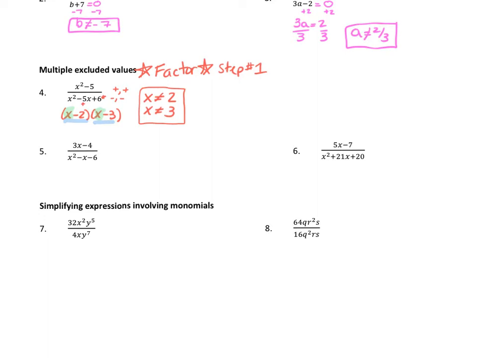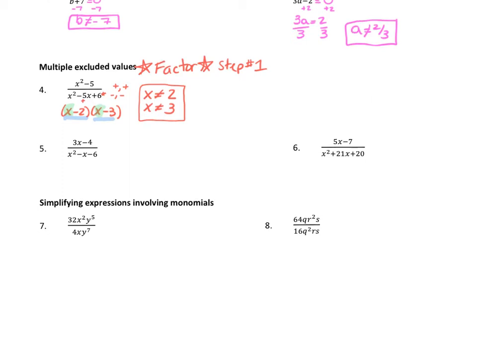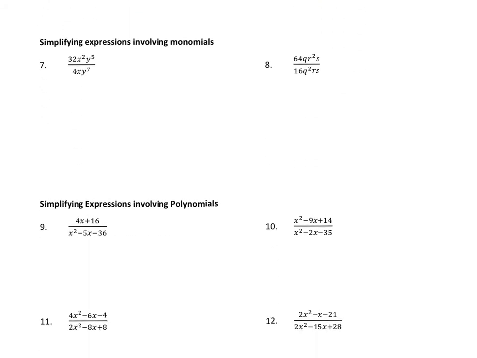Now, rather than just doing excluded values, we're going to work on some simplifying. 7 and 8 are actually review, simplifying from algebra, but let's do a little review just to make sure that we remember how to do these. When I have whole numbers like this 32 and this 4, I'm going to divide those numbers. So if I do 32 divided by 4, I'm going to get 8 over 1. You can either write the 1 or you don't have to write the 1. It doesn't matter.